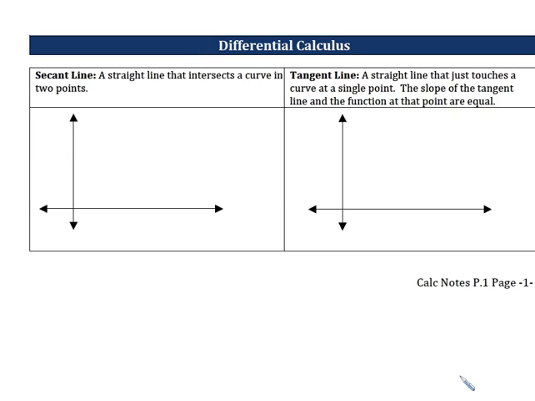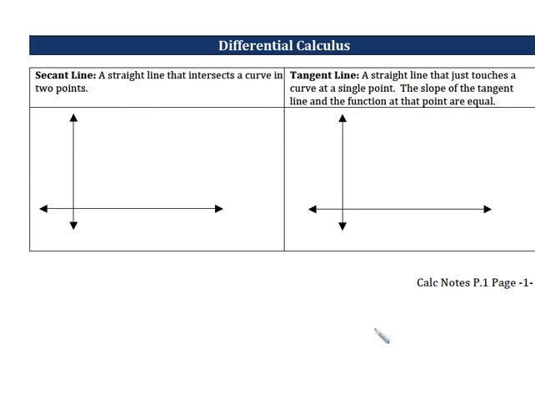So there's 2 main branches of calculus. One is differential, the other is integral. We'll just talk about differential for a little bit here. So in differential calculus, we're going to be looking at the slope of a line. It's also called the instantaneous rate of change. We talked about that a little bit before.